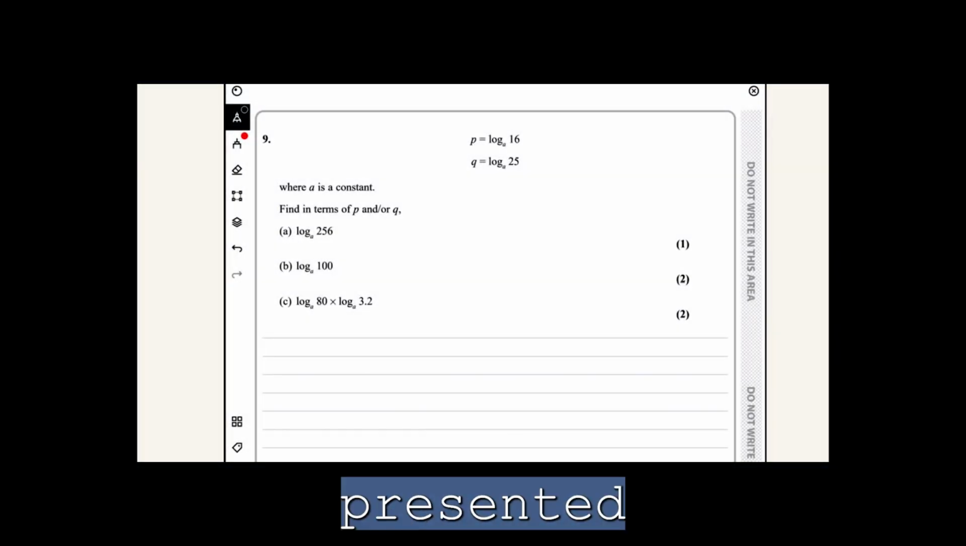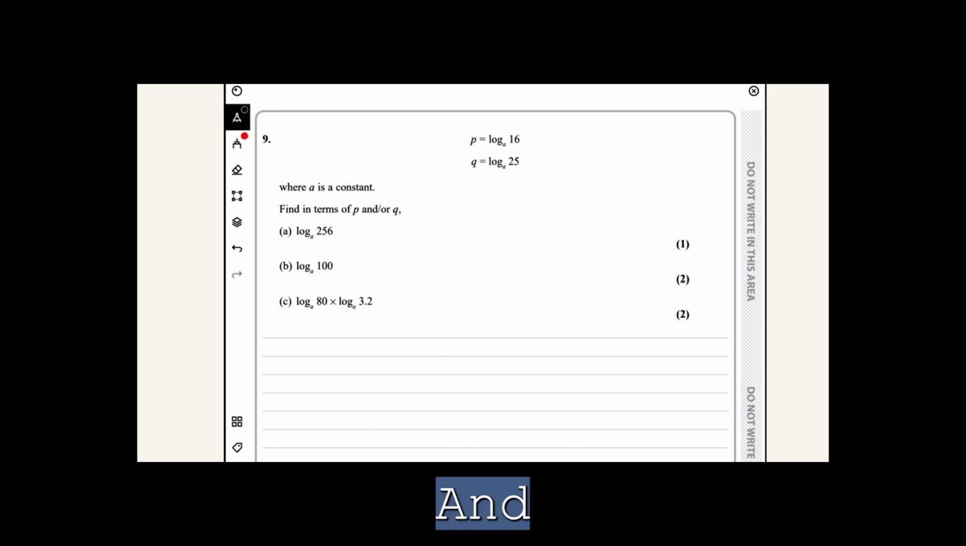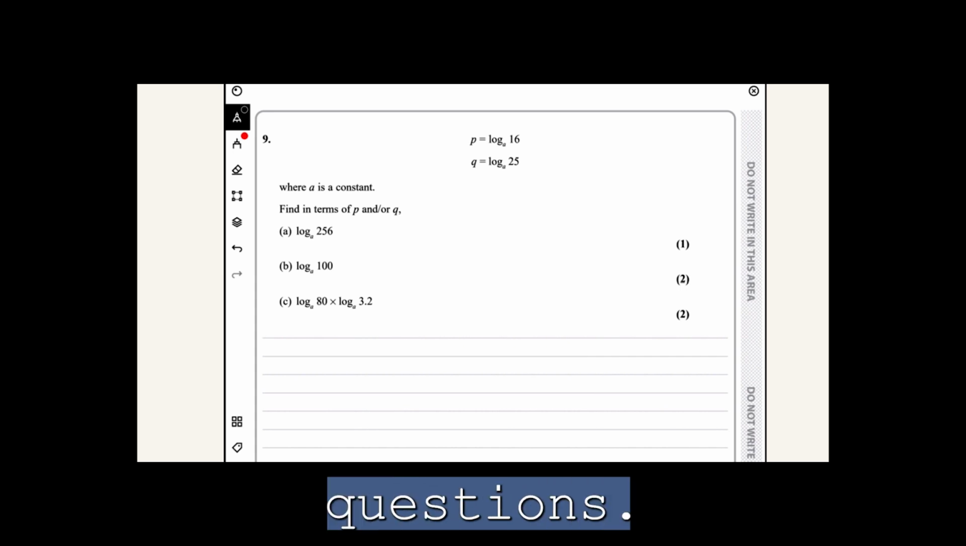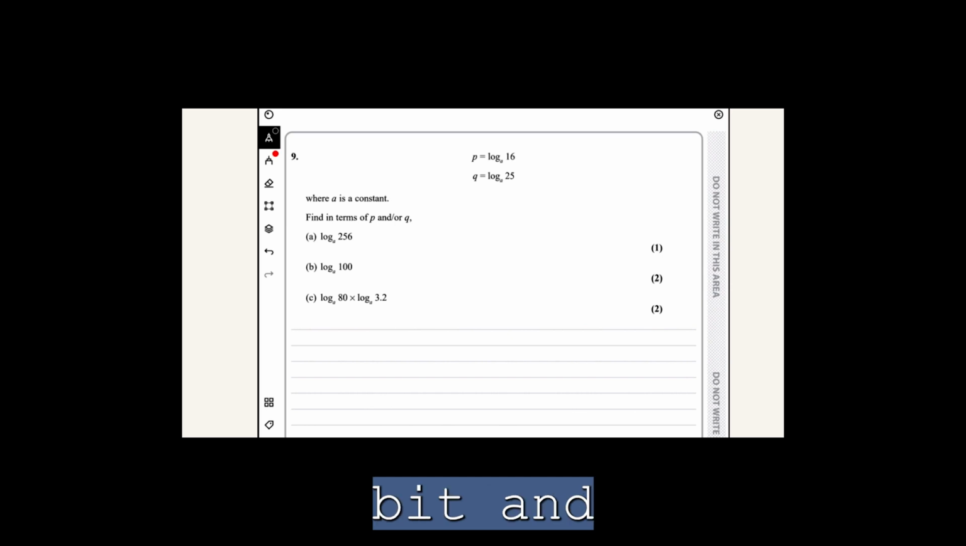So here we're presented with a 3-part question, and one of the things with these multiple part questions is each part relates to each other. Let's do the first bit and you'll see what I mean. Log base A of 256. Now we're given these two values here, so P is log A of 16 and Q is log A of 25.